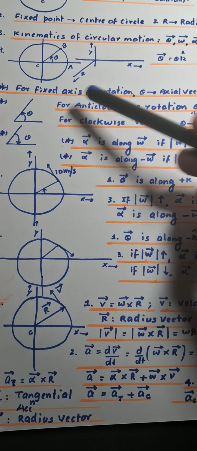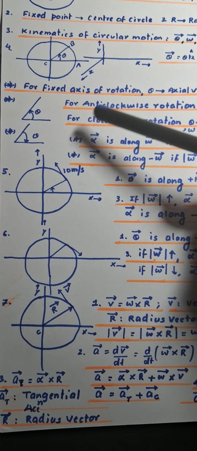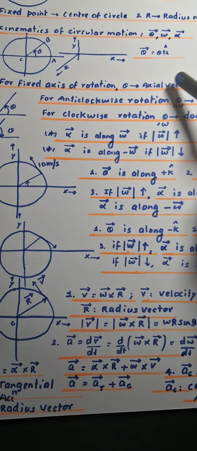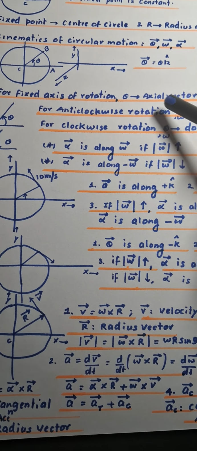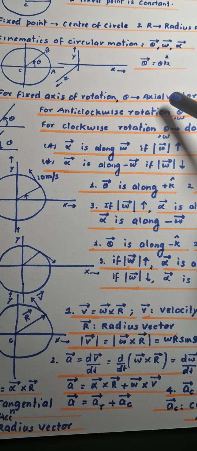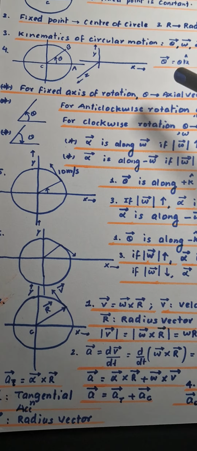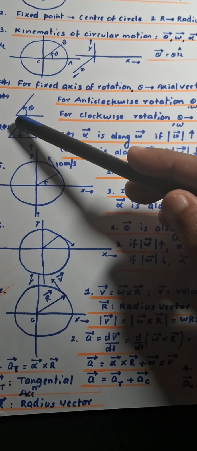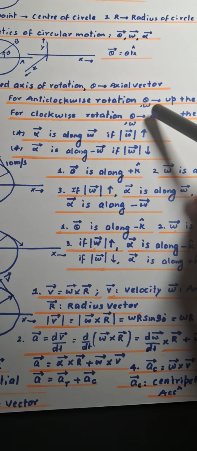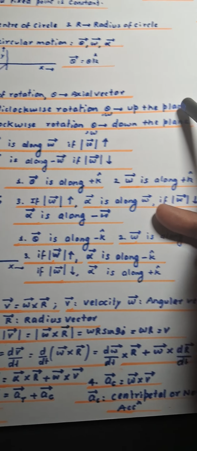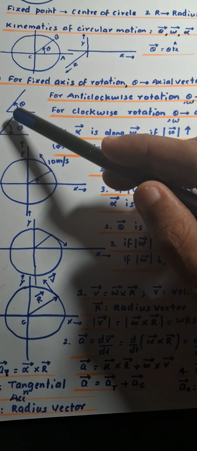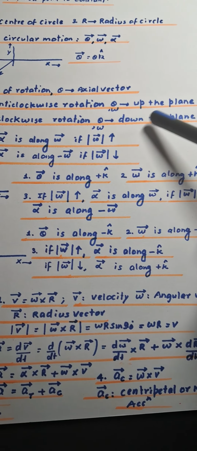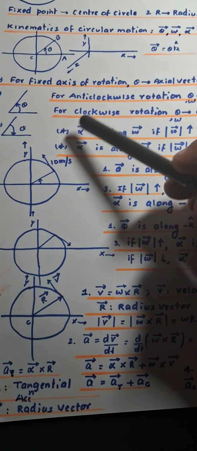Now if the axis of rotation is fixed, obviously in circular motion the axis of rotation is fixed, then theta here is the axial vector. Axial vector means it denotes the axis of rotation as per the definition of axial vector. Now the next point is, for anti-clockwise rotation, as in this case, we take the direction of theta as up the plane, and if the direction is clockwise as shown over here, then in this case theta is down the plane.